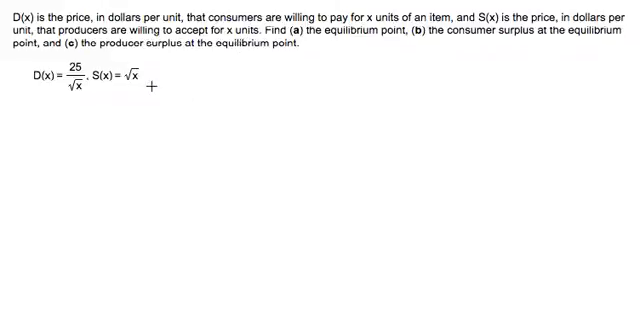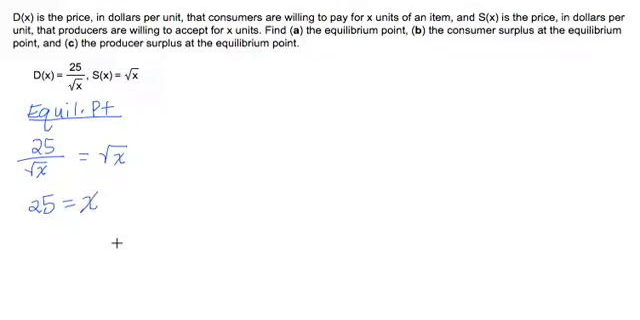So first we're going to find the equilibrium point, and that's where demand and supply intersect. So we're going to set those equal and solve. So we're going to set equal 25 over the square root of x and the square root of x. To solve that, we have a fraction over here, so I would multiply both sides by this radical x. Multiplying both sides by square root of x, on the right we'll have square root of x times square root of x, which is just x.